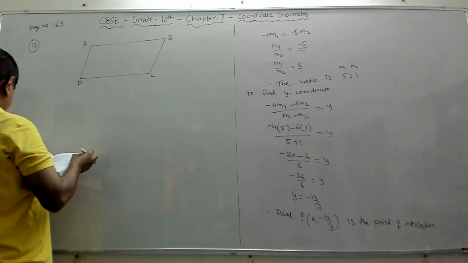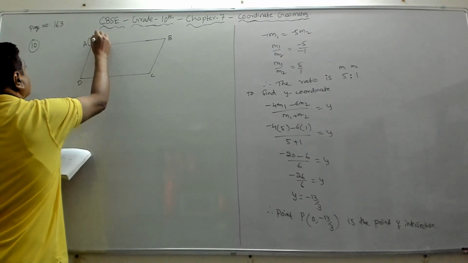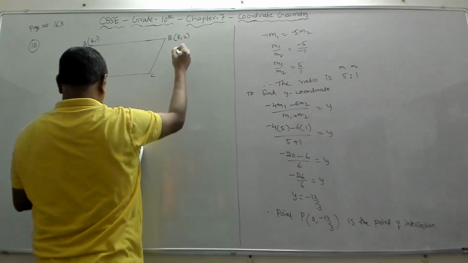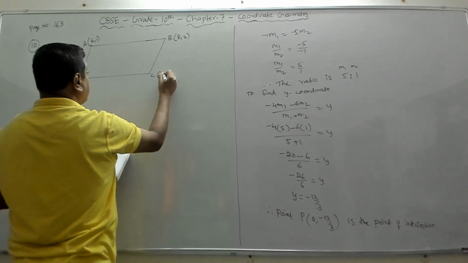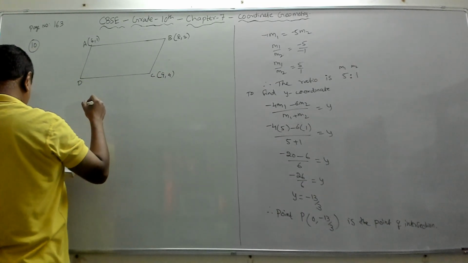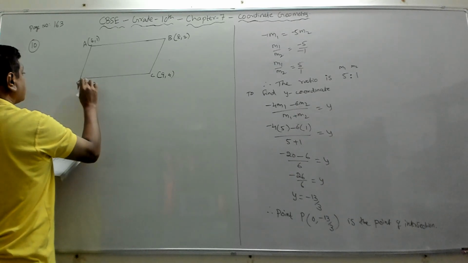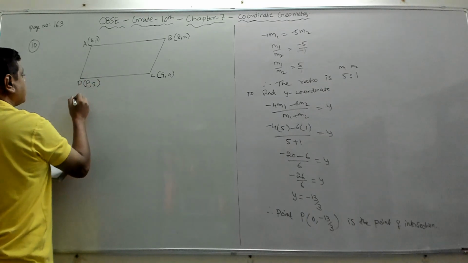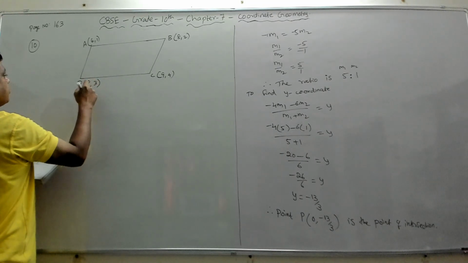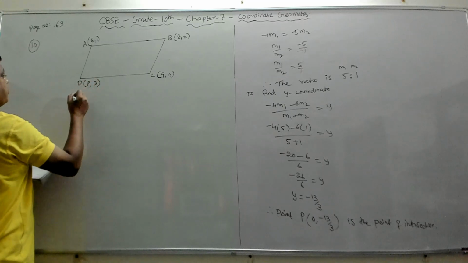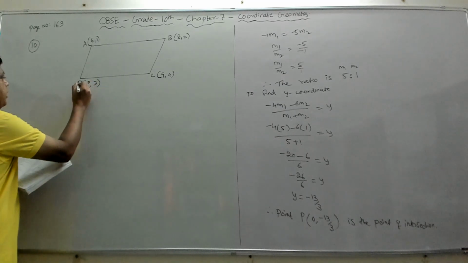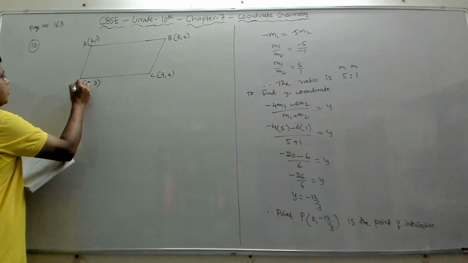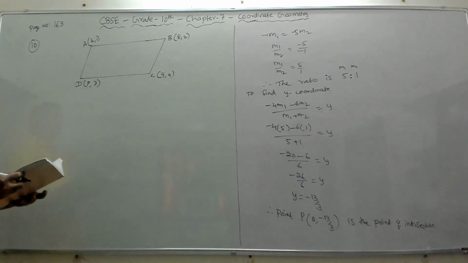Now what is A? A is given as 6, 1. And B is given as 8, 2. And the point C is given as 9, 4. And the point D is given as P, 3. We have to find this P, the value of small p. P, 3 is your point D. Now we should find the value of P.